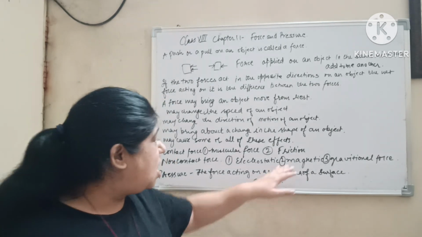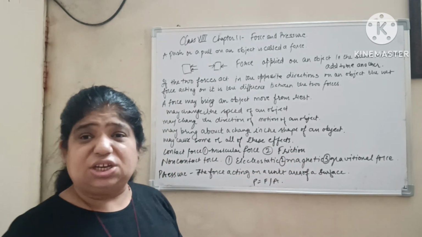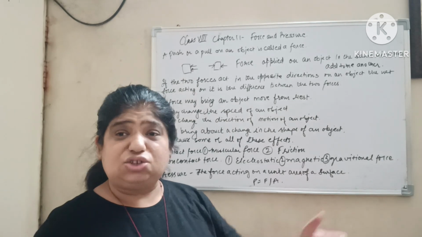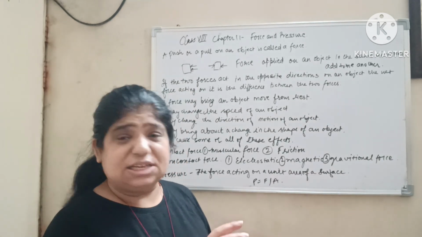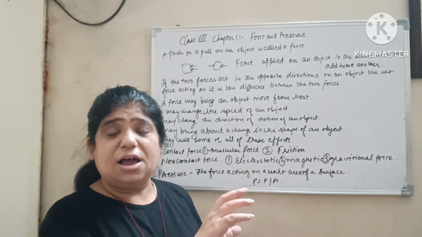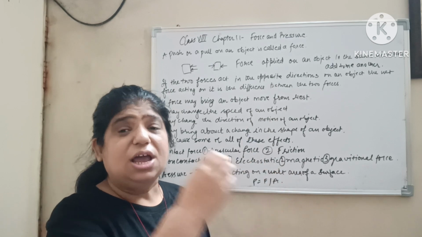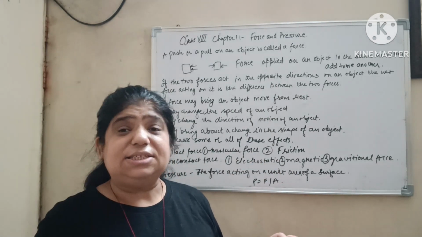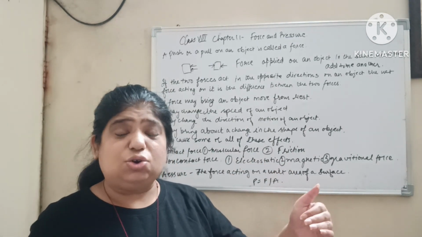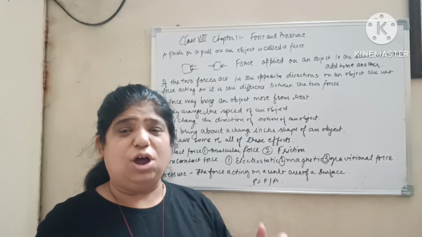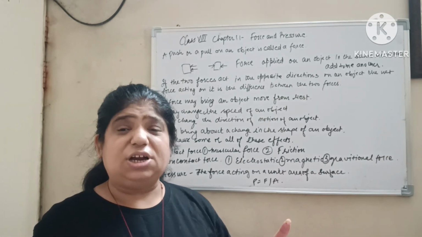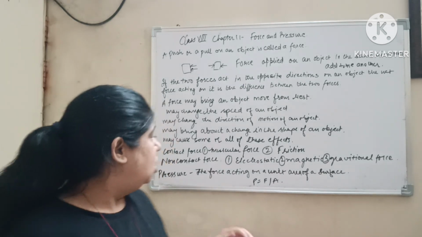Now another example is friction. A ball moving on the ground stops after a distance, and this happens due to the friction acting on the ball. It is opposite to the direction of the motion.